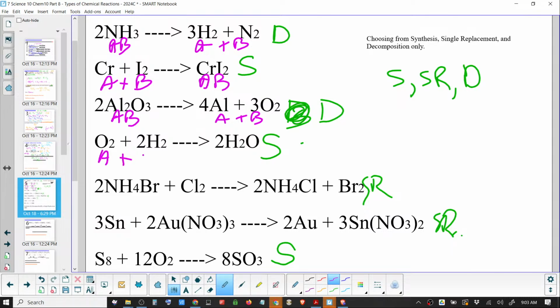You have 2 things going to a larger thing, synthesis. Ooh, a double thing going to another thing, and it replaced one of them, single replacement.